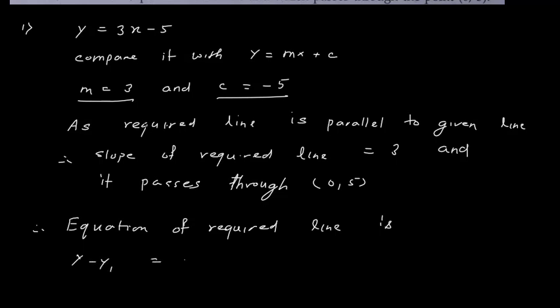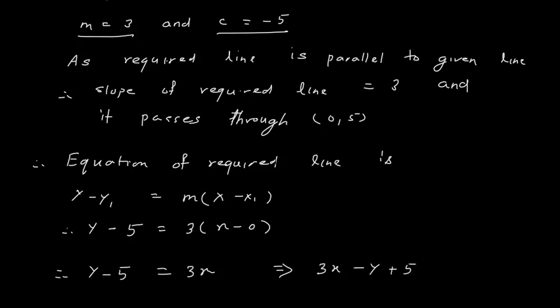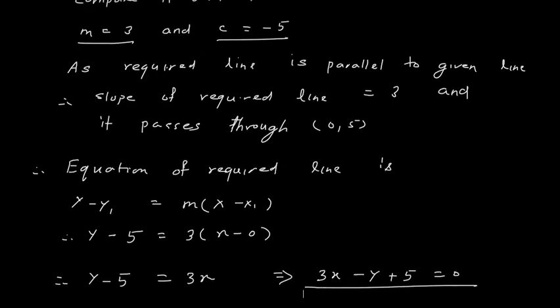y minus y1 is equals to m into x minus x1. Therefore y minus 5 is equals to m, slope of required line is 3, so it is 3 into x minus 0. So therefore y minus 5 is equals to 3x. This implies 3x minus y plus 5 equal to 0. Okay, so 3x minus y plus 5 equal to 0 is the required line.